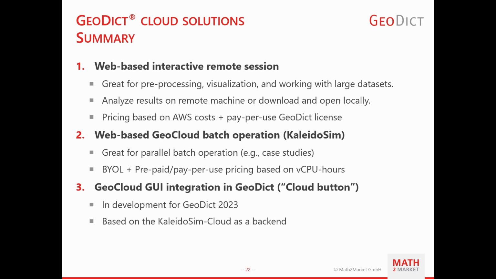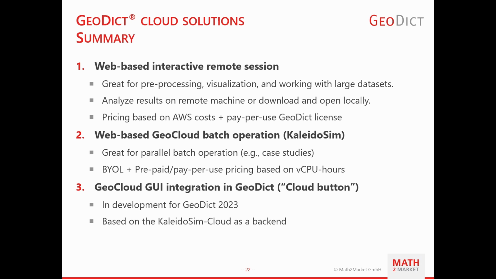In summary, I have presented three different approaches of running Geodict in the cloud. First, we have the web-based interactive remote session, which is great for pre-processing, for example, running import geo on your CT scans, for visualization, and for working with large datasets in general, which your local machine might not be able to handle. You can choose to either analyze results directly on the remote machine or download them and open them locally. The pricing is based on the cost of Amazon Web Services plus a pay-per-use Geodict license.